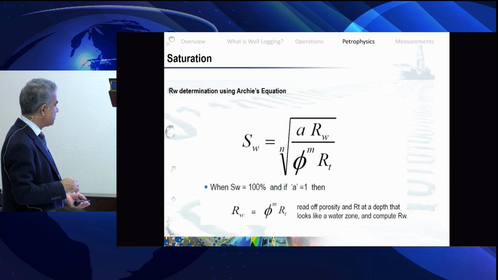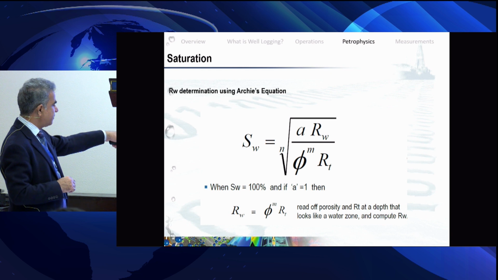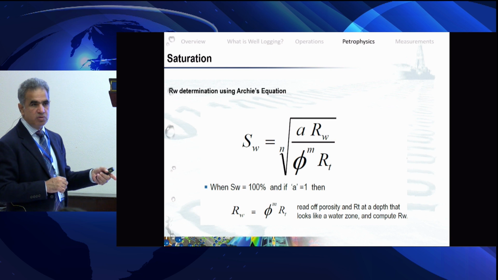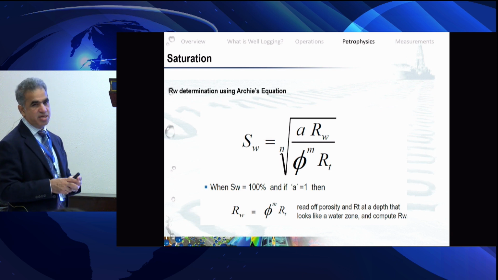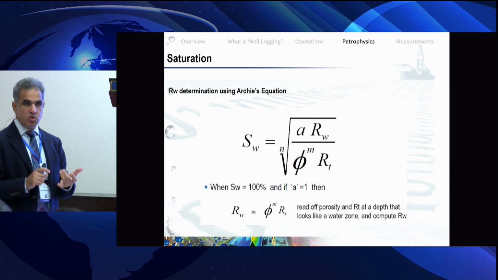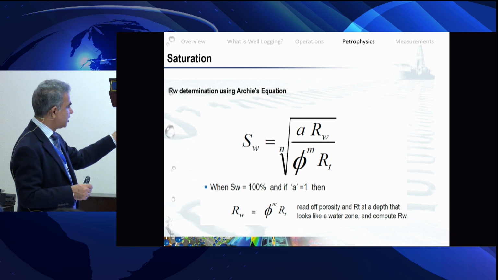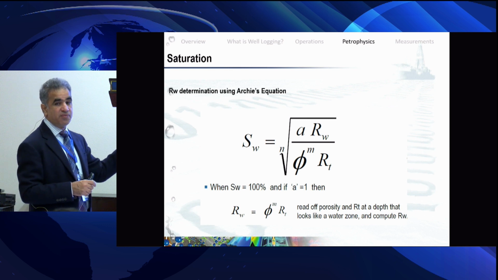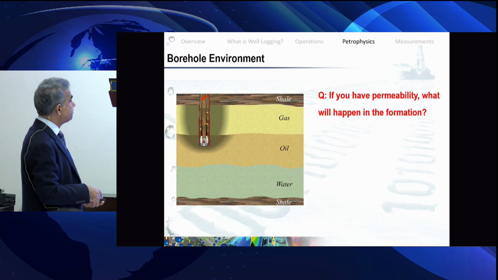that particular log data. So it means we assume that the rock is 100% water bearing, then SW becomes 1, and then A is 1, M is 2, N is 2. If you put all this in, the equation simplifies into RW is equal to phi squared times RT. If you know the porosity and you know the log resistivity, you multiply them, and this RW will be valid for that particular data in the water bearing zone, because we assume SW is 1.